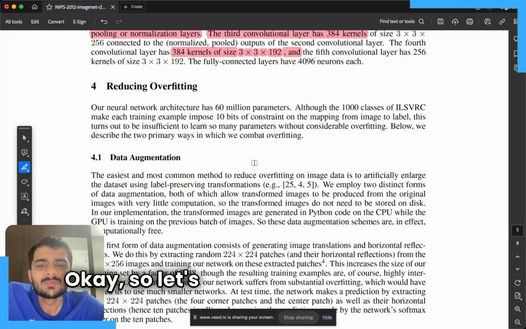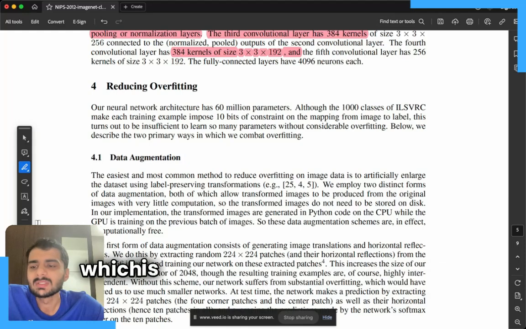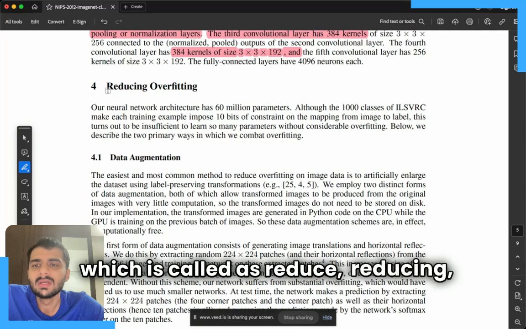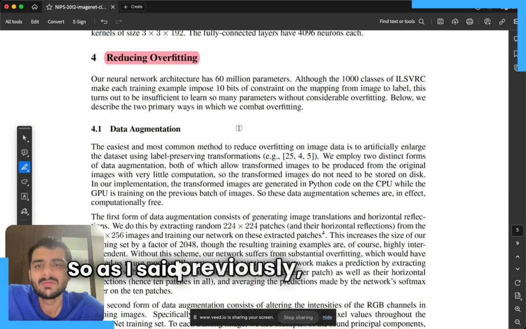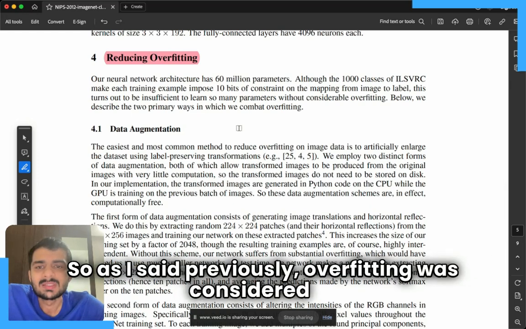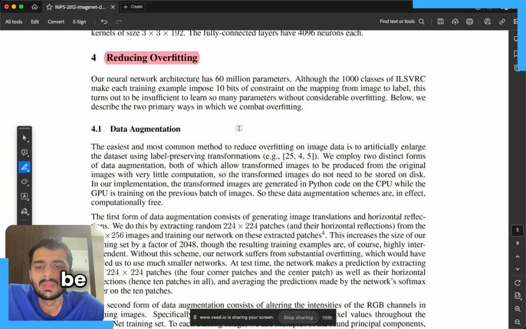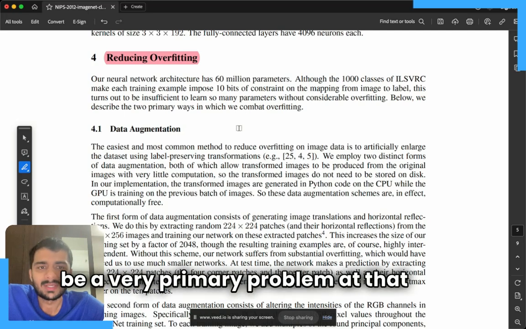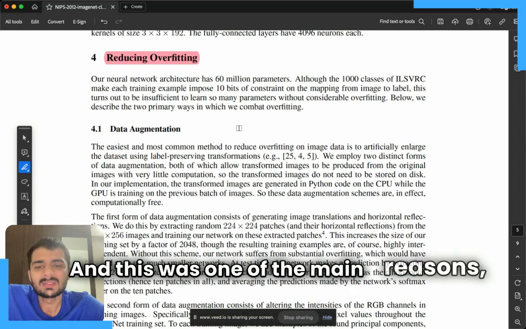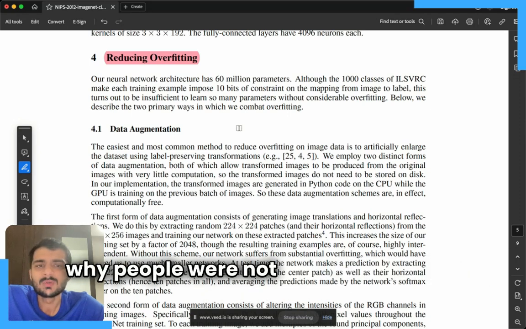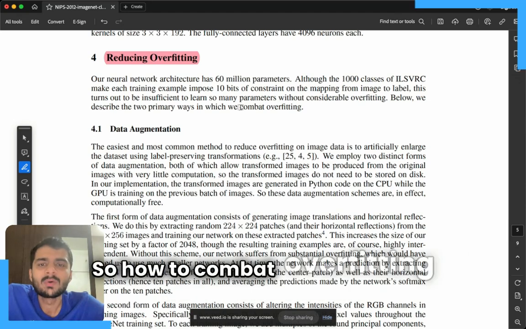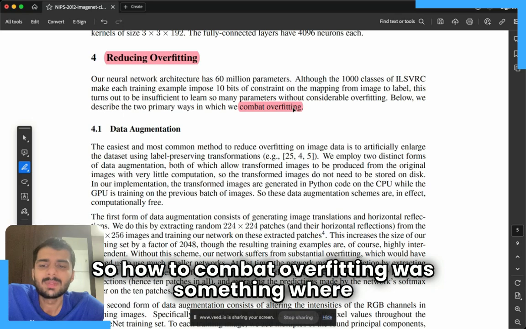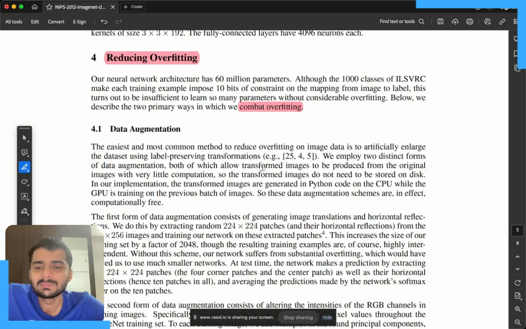Okay, so let's move to the next section, which is called reducing overfitting. As I said previously, overfitting was considered a very primary problem at that time, and this was probably one of the main reasons why people were not using deeper and deeper networks. So how to combat overfitting was something people spent a lot of time on.